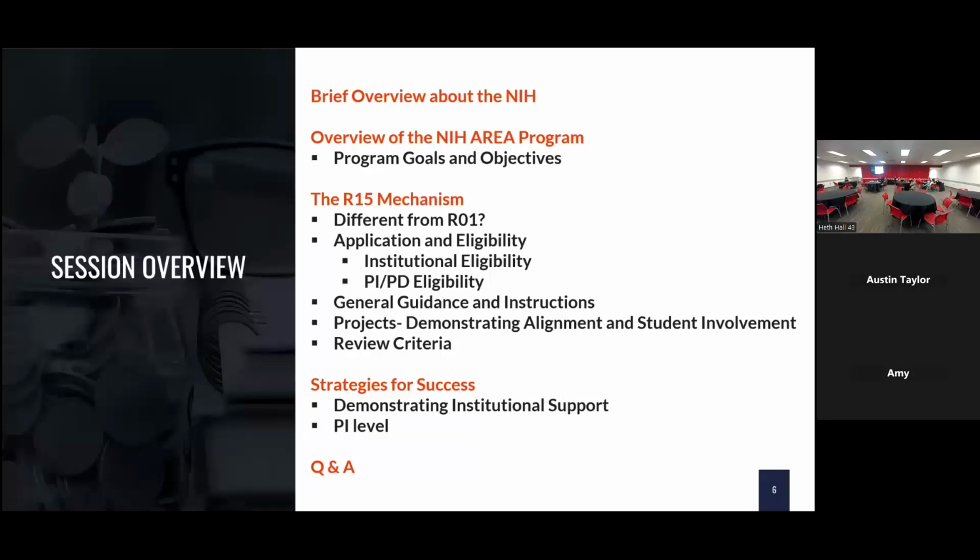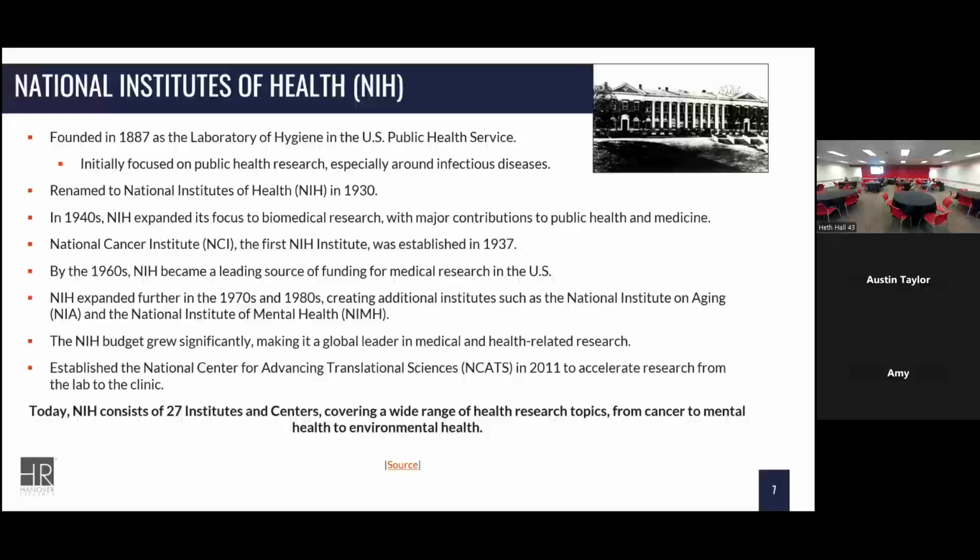So let's begin by talking about the NIH, shall we? The National Institutes of Health was established in the 1800s, initially as the Laboratory of Hygiene in the U.S. Public Health Service. Much of this initial work was done on infectious disease research. So it was like one room, one lab, and they did a lot of infectious disease research.